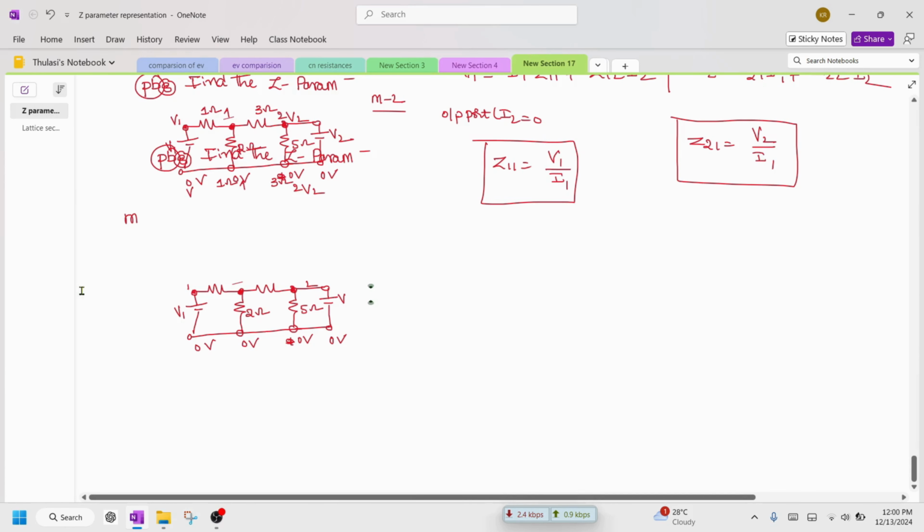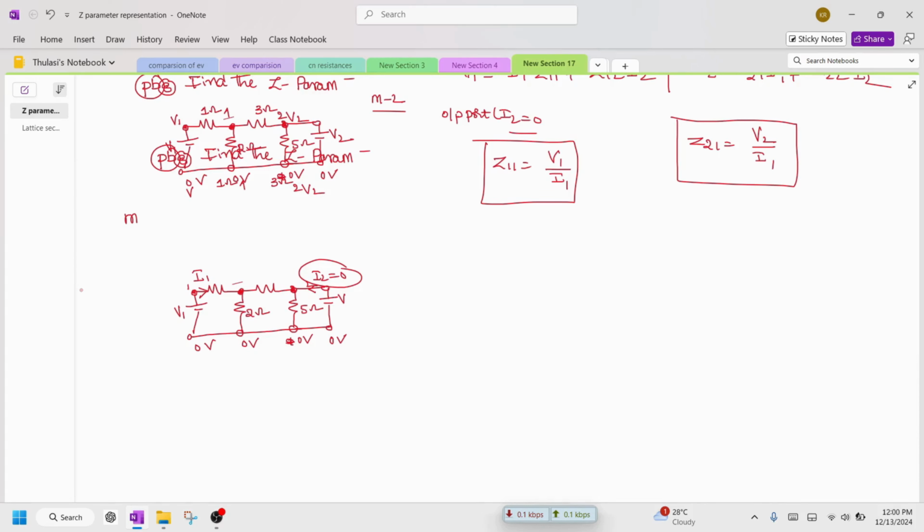So V1 is applied here and a current of I1 is flowing here. We are going to make the output port 0, so this port will not be there. This current I2 will become 0. Whenever I2 becomes 0, you can see here the network is reduced like this. So this is nothing but V1.